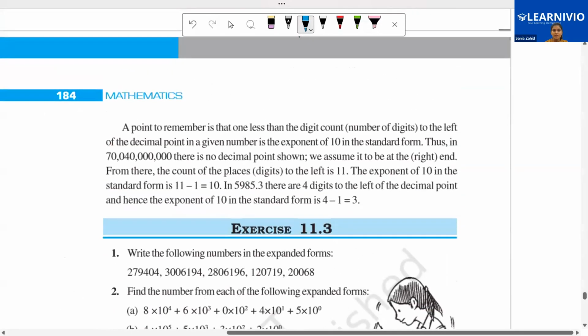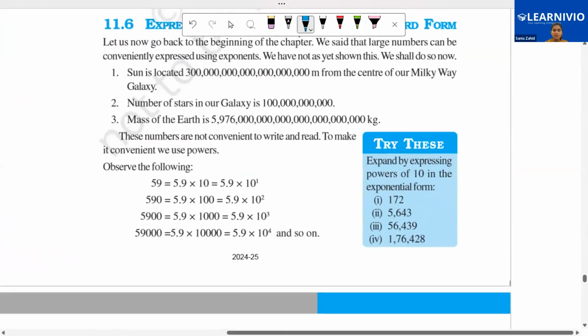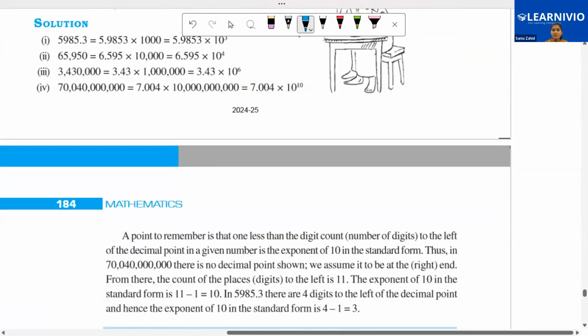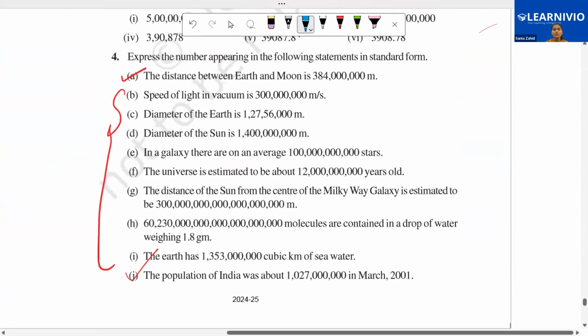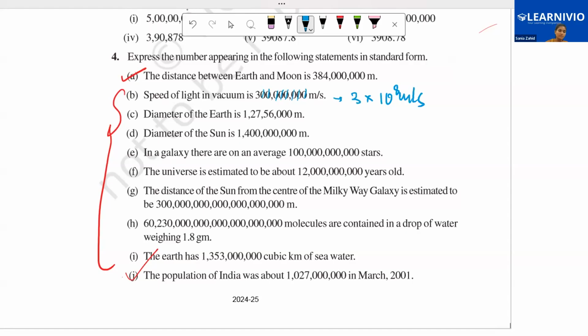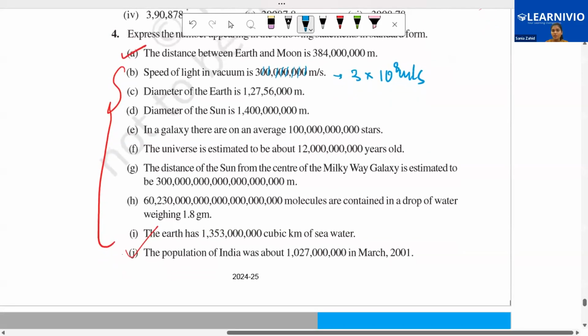Thank you. Yeah, you're welcome. Shall we discuss the answers now? Yes, ma'am. Please listen very carefully. First of all, the answer will be: the speed of light in vacuum is 3 into how many zeros? 1, 2, 3, 4, 5, 6, 7, 8. So 3 into 10 to the power 8 meters per second. Please keep responding. Are you getting the answer correct or not? Yes, ma'am.